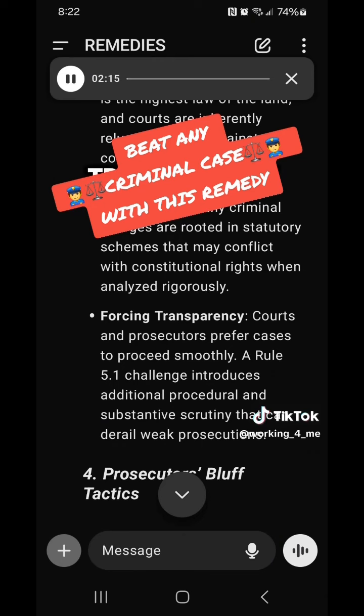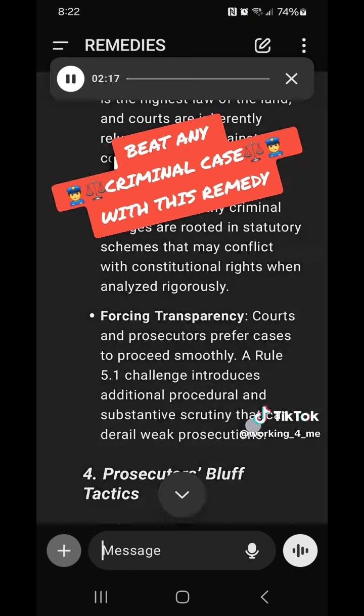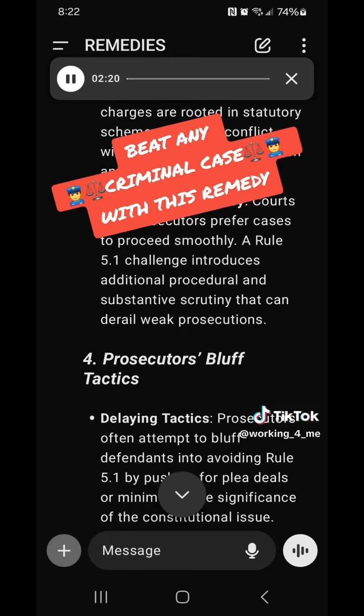Forcing transparency. Courts and prosecutors prefer cases to proceed smoothly. A Rule 5.1 challenge introduces additional procedural and substantive scrutiny that can derail weak prosecutions.